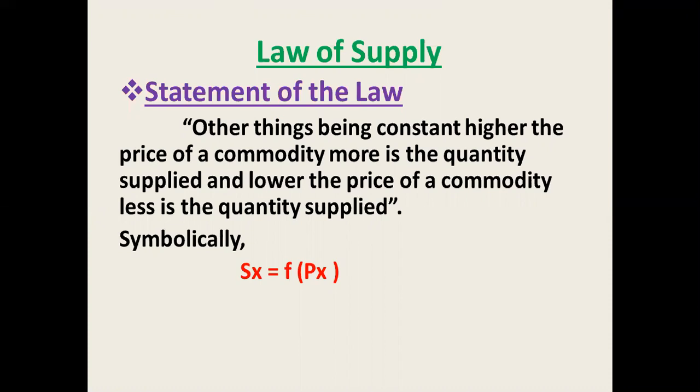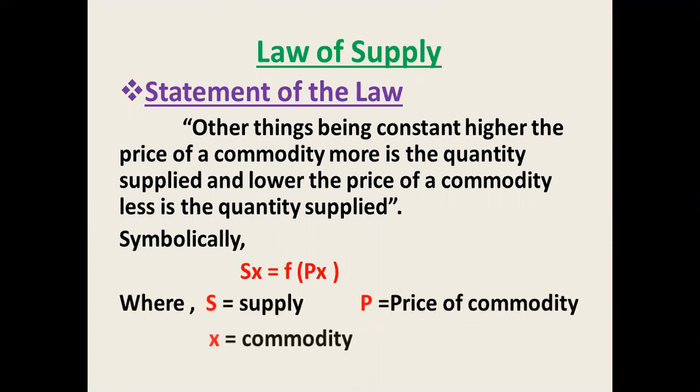That's why we express it symbolically. You have to see on your screen: Sx = f(Px). We have selected commodity X, but you can select any commodity. S is the supply, X means we have selected the X commodity, f means the function, and P means the price of that commodity X. So Sx = f(Px) means it is a functional relationship between the supply and price.